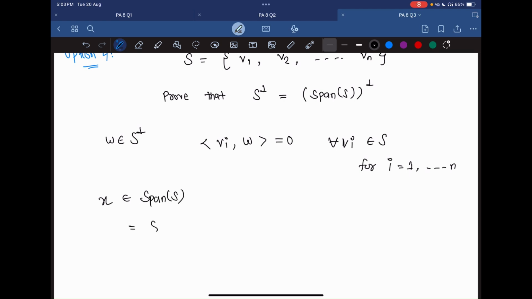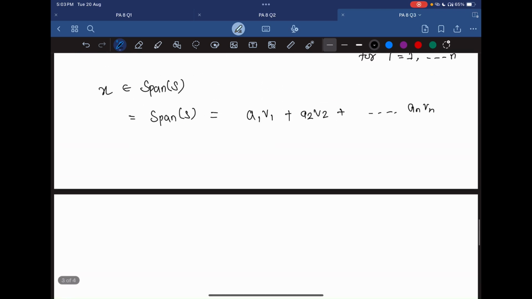Now let's consider a vector x that belongs to the span of S. What is the span of S? Span of S is nothing but the linear combination of the vectors. So our vectors are v1, v2, vn, and its linear combination, let's say with some coefficients, is a1 v1 plus a2 v2, like that, and an vn. So this is the span of S.